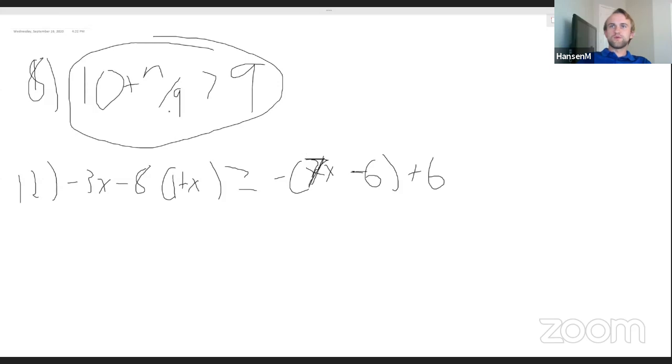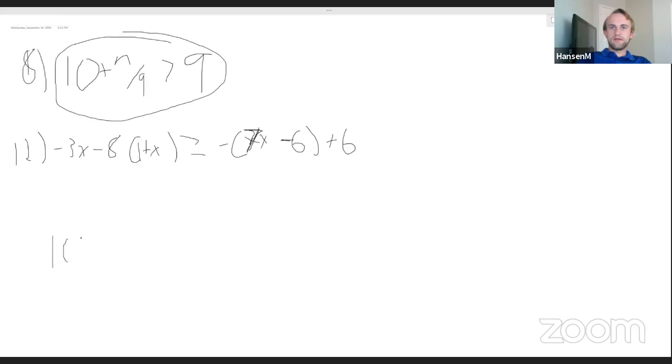So first we're going to do this one. 10 plus n over 9 is greater than 9. So we're going to solve this similarly to the others, where first we're going to subtract 10 from both sides. So we get n over 9 is greater than negative 1. And then to cancel out this division, we're going to multiply both sides by 9. So we have n is greater than negative 9.